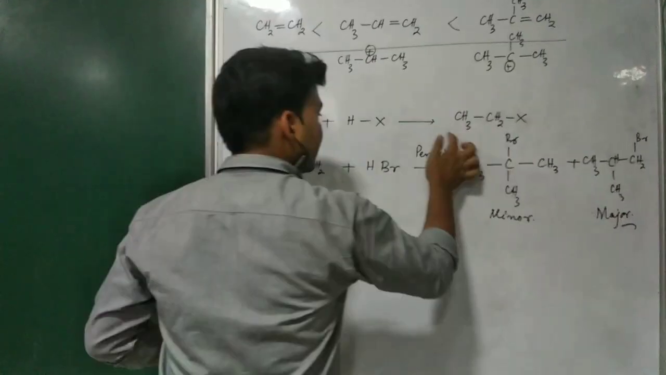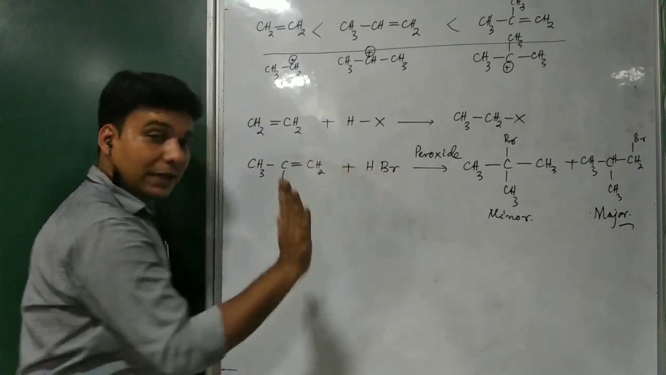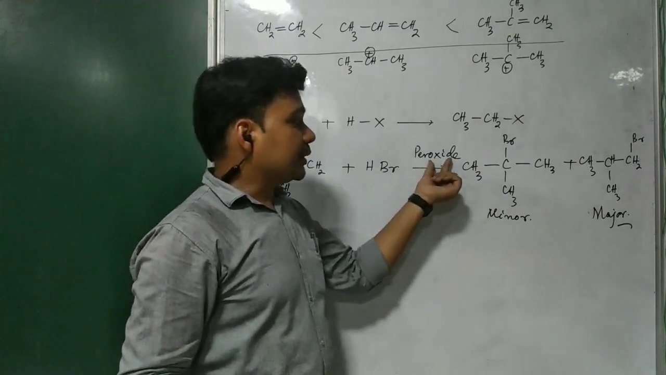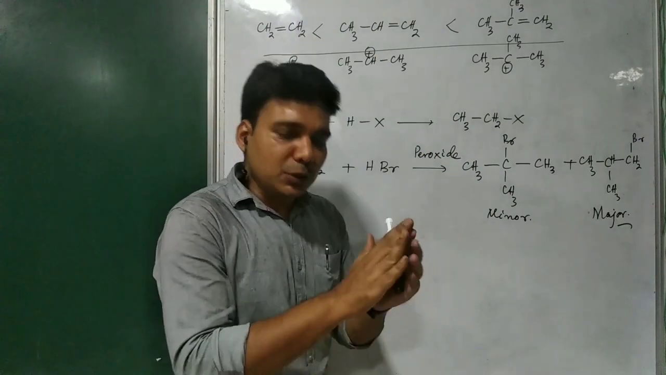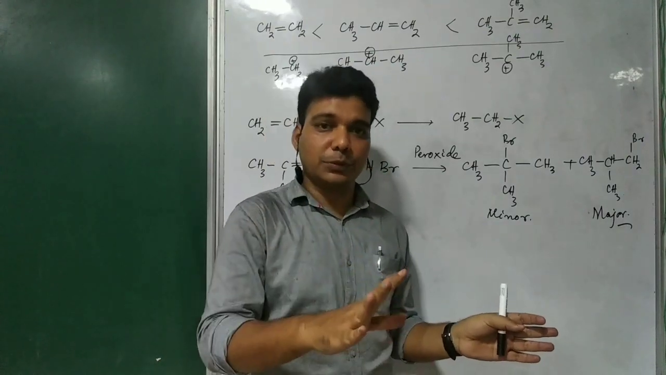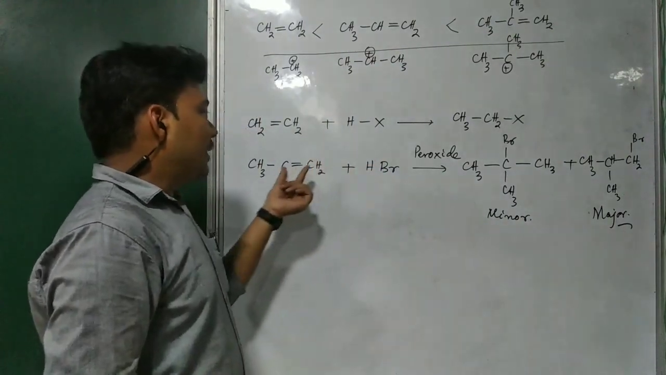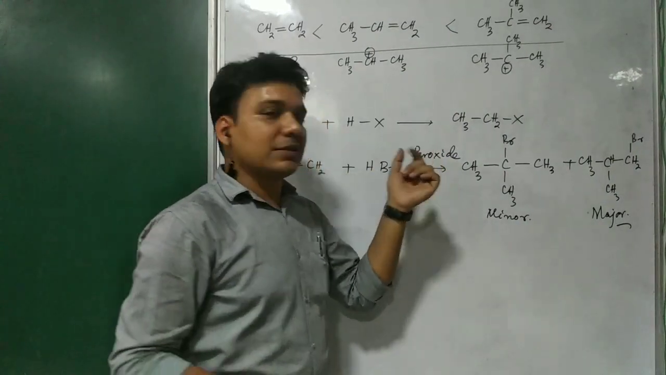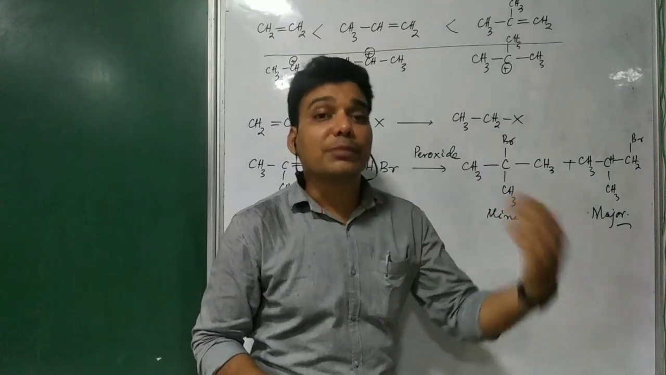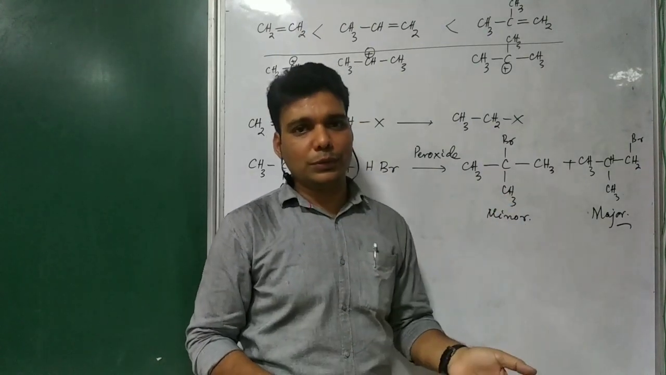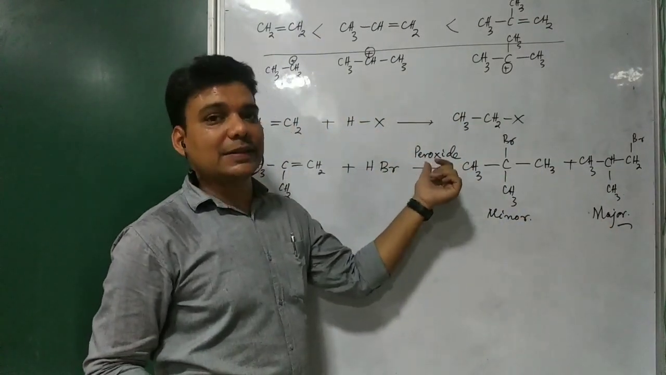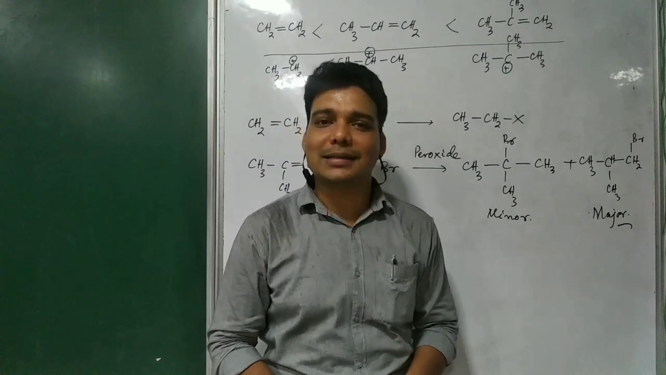Always remember, in the presence of peroxide, this is particularly for HBr, not HCl, not HI. Whenever HCl or HI is given in the presence of peroxide, if the reaction is carried out, then there is no change, no deviation in Markovnikov's rule. Okay, you have to apply the same rule. But when HBr is added to an unsymmetrical alkene in the presence of some peroxide, then the reaction occurs through anti-Markovnikov manner. Okay, this would be the major product in the presence of peroxide. This is called peroxide effect or Kharasch effect.